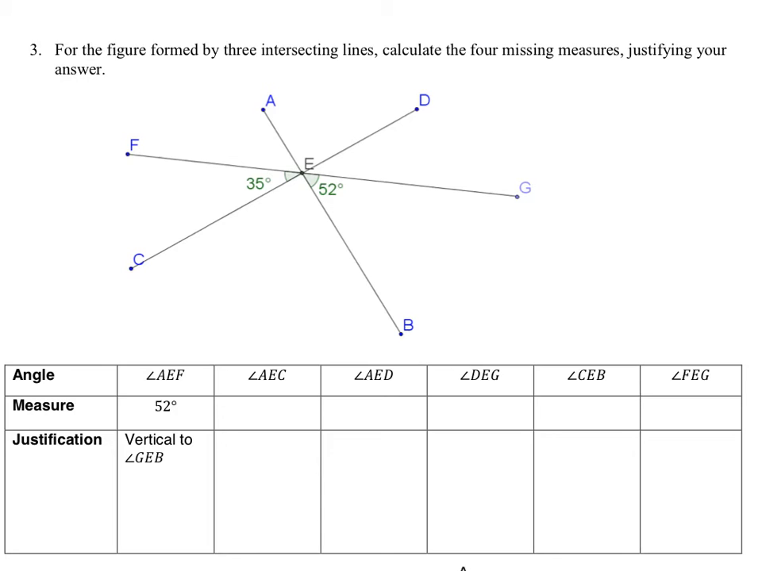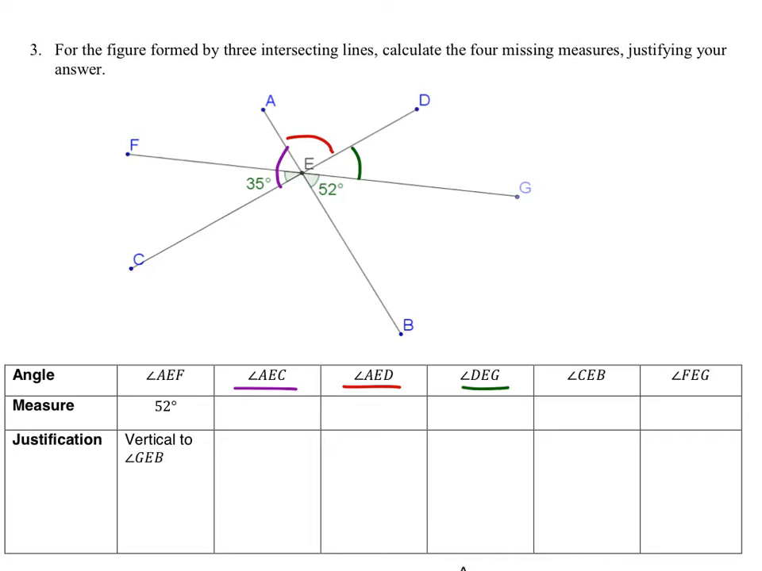Alright, for the figure formed by the three intersecting lines, calculate the four missing measures. Justify your answer. Here's what I'm going to do on this one. I'm going to identify the ones we want. Angle AEC is this one in purple. That's not a 90. AED is this angle in red. DEG will be in green. That's an acute.